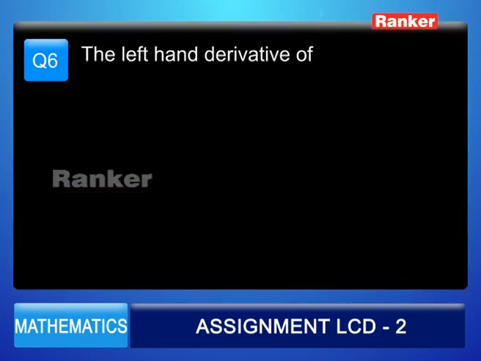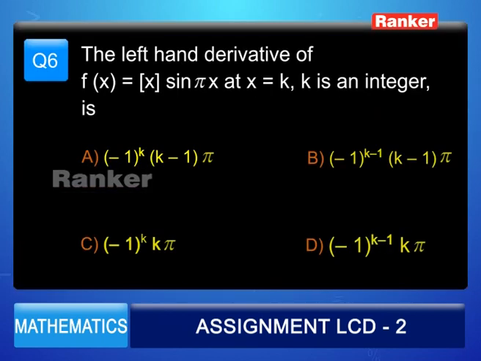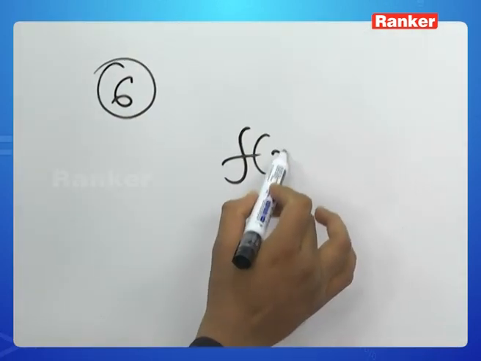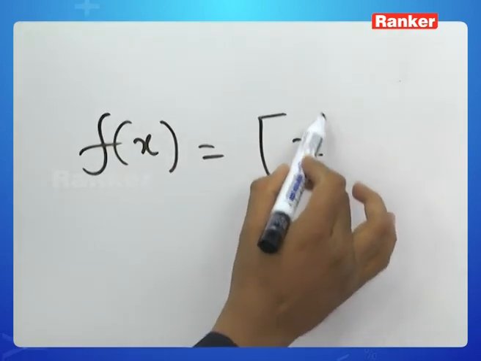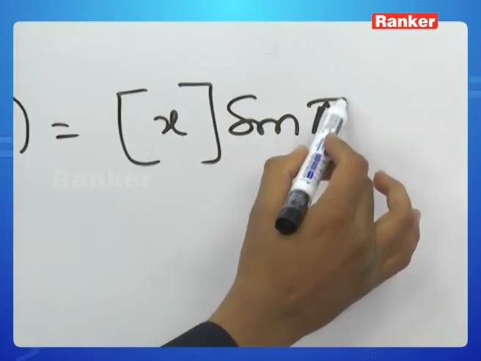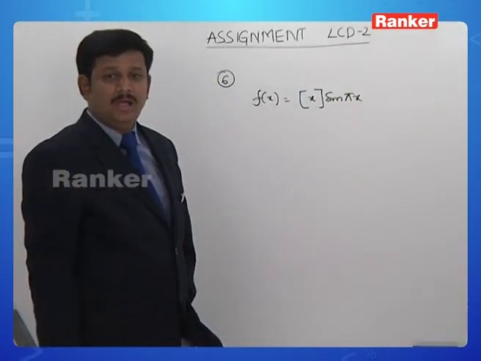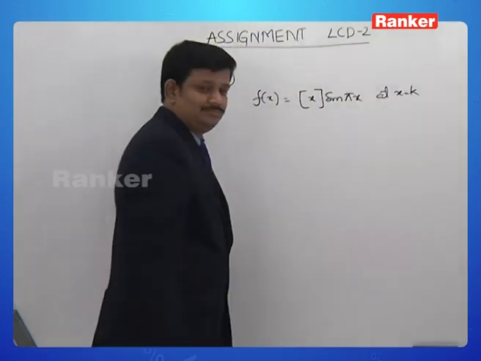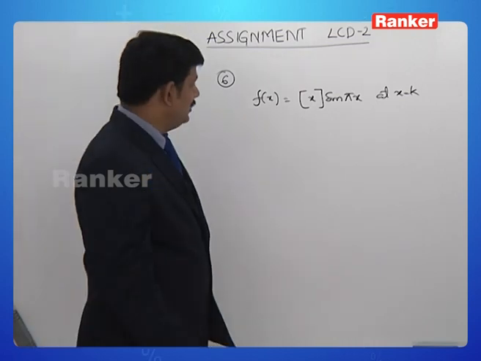Next question. Find the left hand derivative of f of x is equal to step x into sine of pi x at x is equal to k, where k is an integer. We have to find the left hand derivative of the function f of x is equal to integral part of x or step x into sine pi x at x is equal to k, where k is an integer.